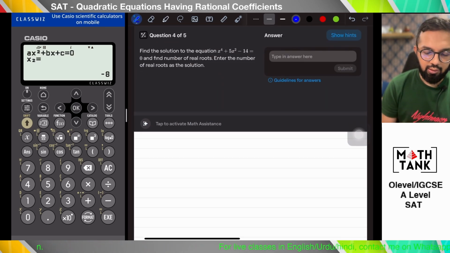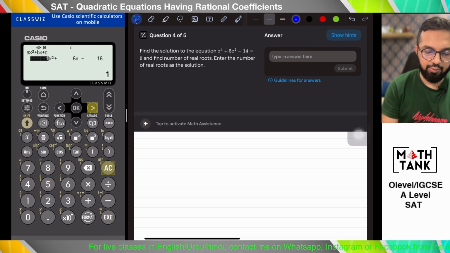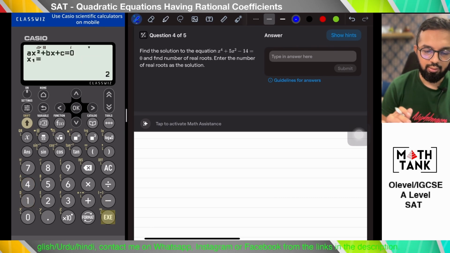Again, finding the number of real roots. I can just solve these on my calculator, so nothing challenging about it. Enter the number of real roots. So two real roots.